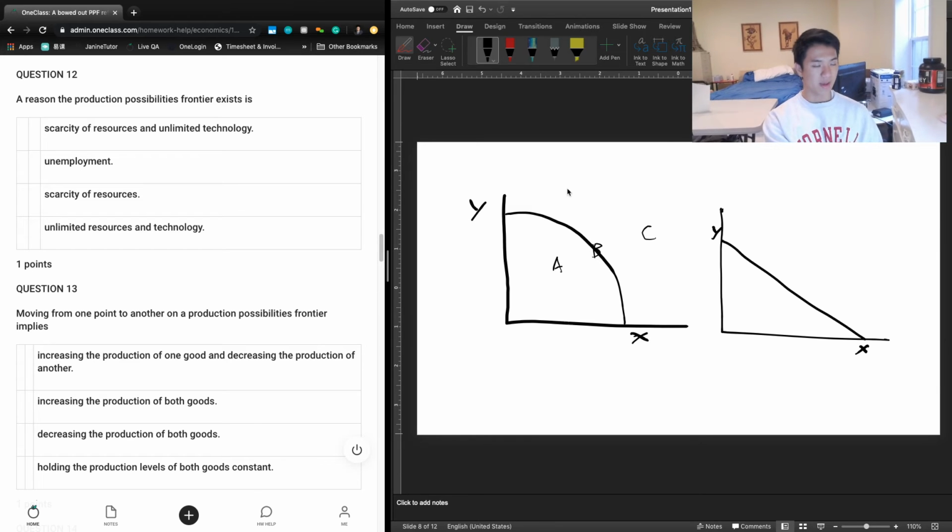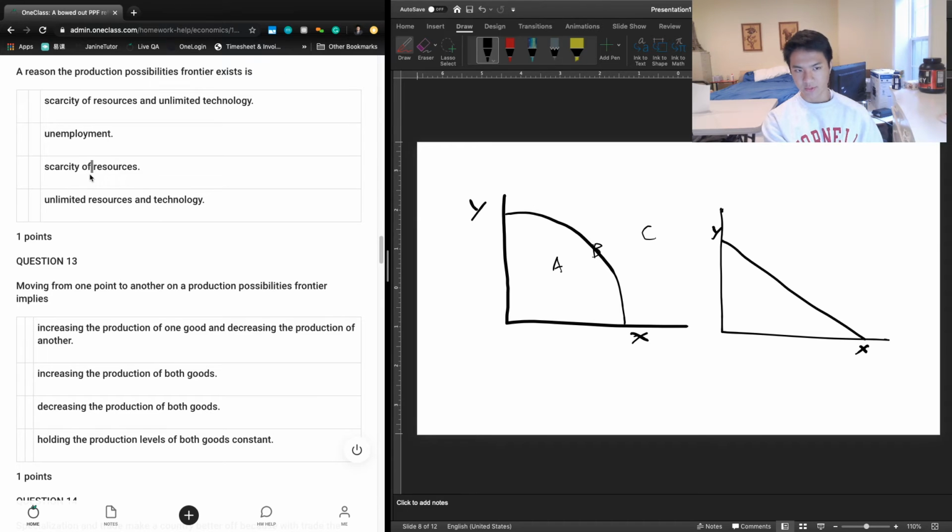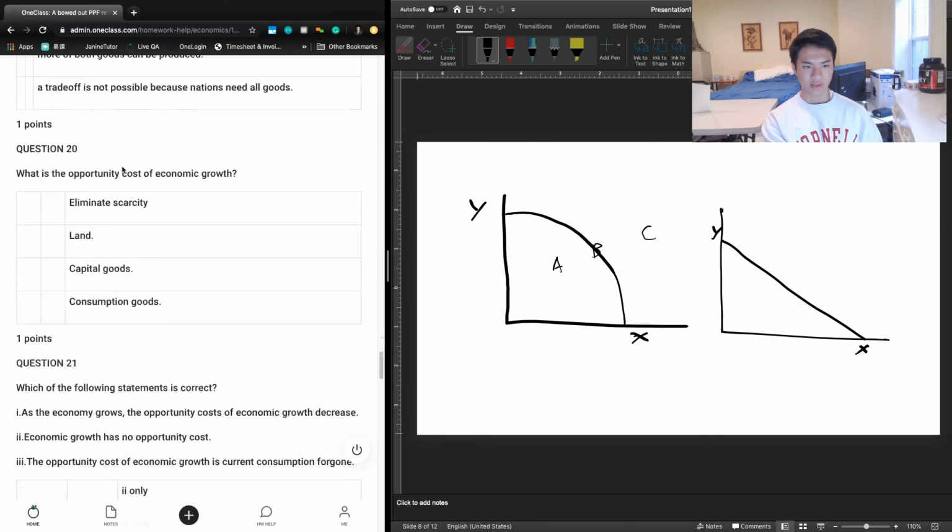PPF is defined both by limited resources and also limited technology. Unemployment, again, we don't really see that link between unemployment and PPF. Maybe you can think of resources of labor, but again, if you're on the PPF, then you don't have labor unemployment. Scarcity of resources, that's again definitely one of those answers that's going to contribute to PPF, so we're going to keep an eye on that one. And finally, unlimited resources and technology. Again, we said we need to talk about scarcity of resources. Having unlimited resources would mean there's no frontier. You have an infinite amount of everything, and so there's no reason you couldn't produce everything you wanted to produce. So it's going to be scarcity of resources. That's the correct answer.